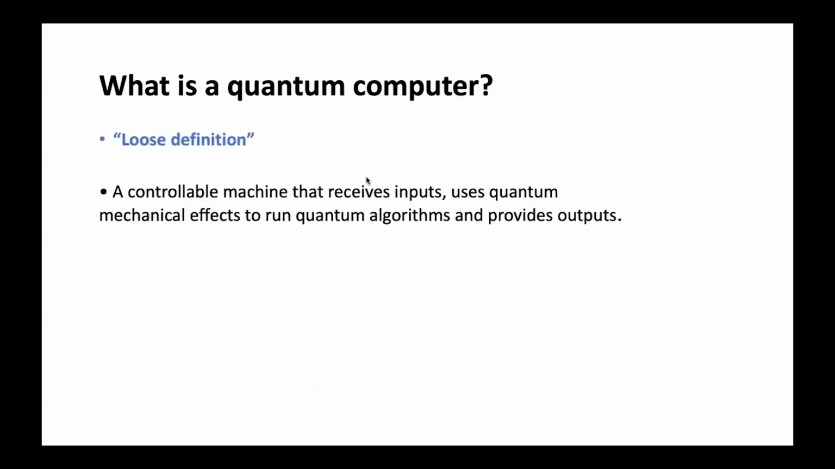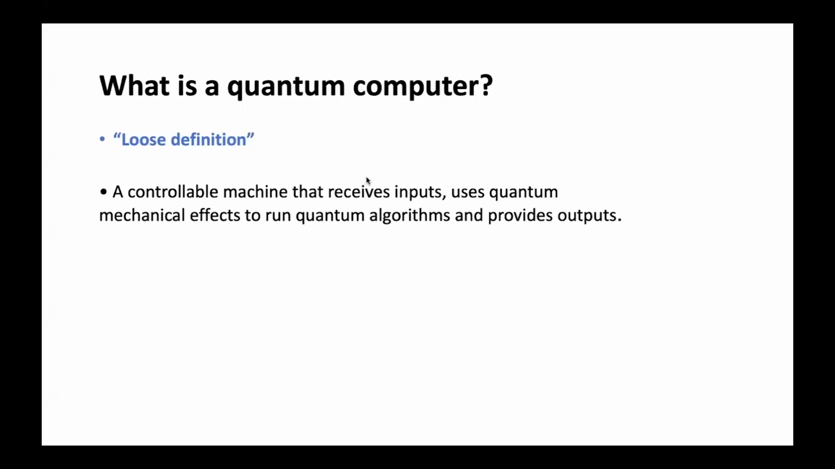So let's see, so we know what a quantum computer is not, as we said. Just because a laptop uses quantum effects doesn't make it a quantum computer. Can we give a definition of what a quantum computer is? Well, a loose definition is the following. It is a controllable machine that receives inputs, using quantum mechanical effects to run quantum algorithms and provides outputs.